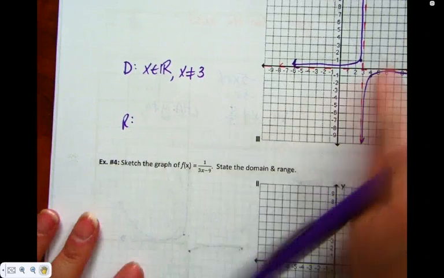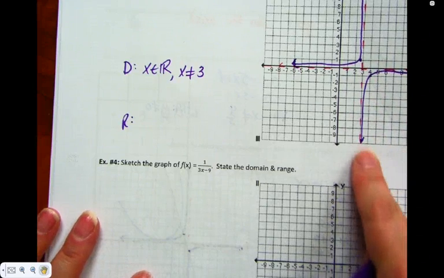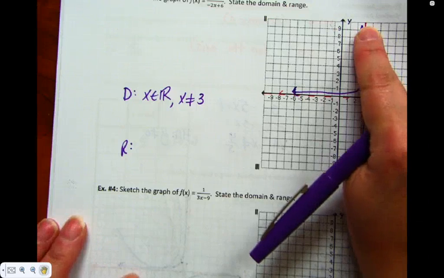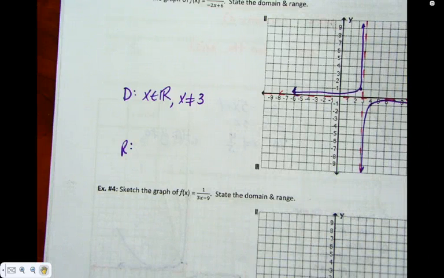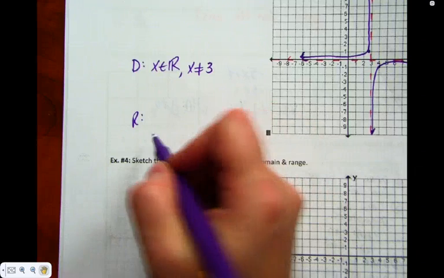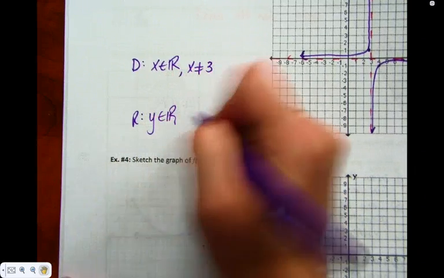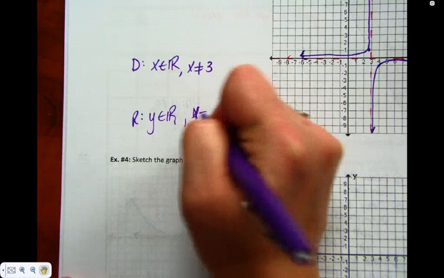What about the range? So look down. Arrow pointing down means negative infinity. Look up. Arrow pointing up means positive infinity. Where is there no graph? Right at 0. So how am I going to express that? y is an element of the real numbers, y cannot be 0.